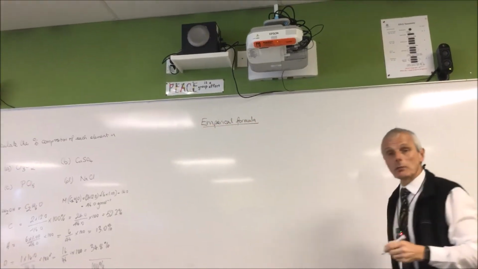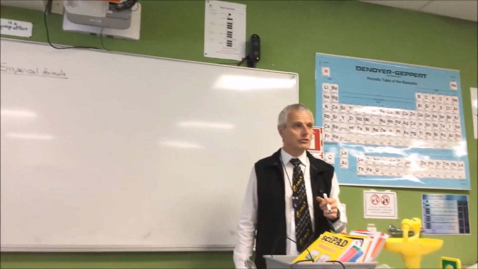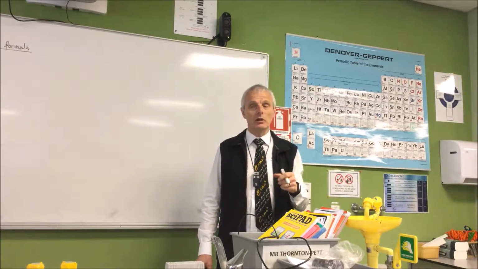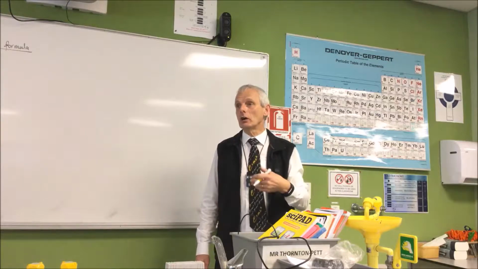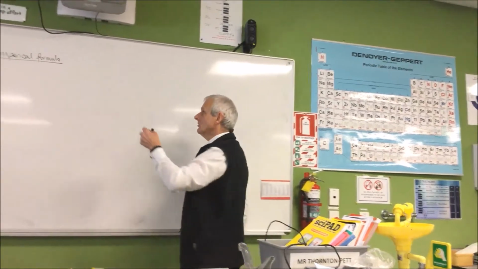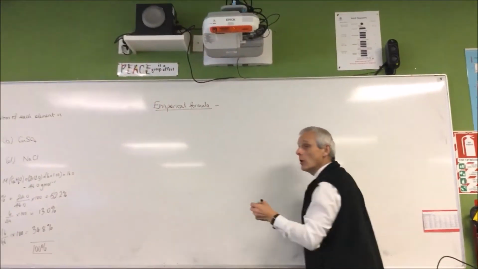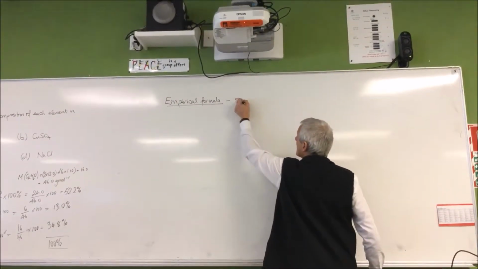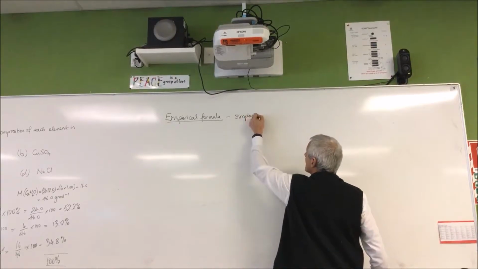And this type of formula can be applied to all types of substance, regardless of what particle we're dealing with. So it can be molecules, ions, or atoms. And this gives us the simplest ratio of each of the elements in a substance.